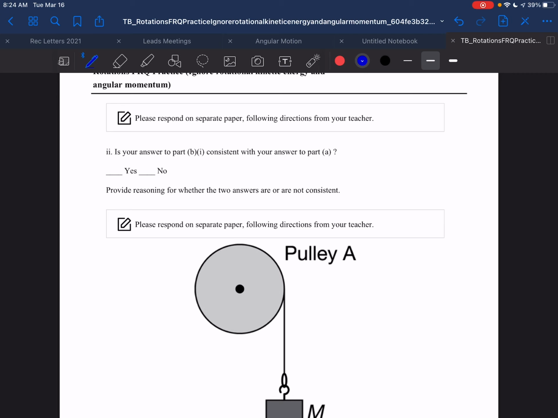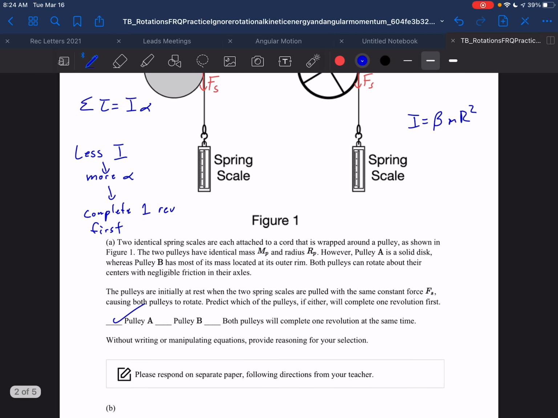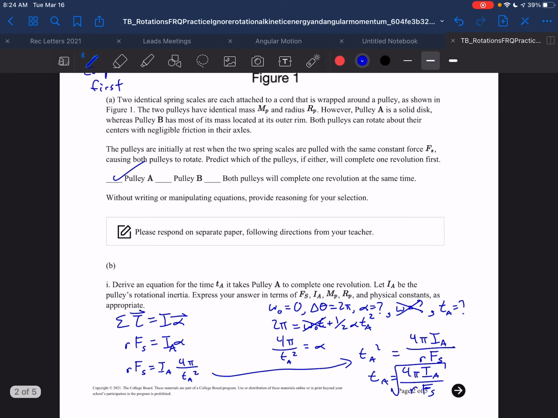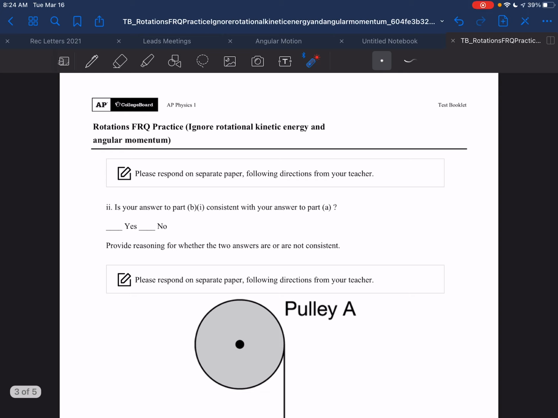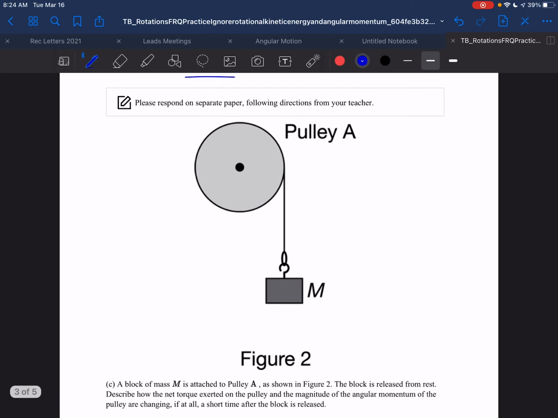Is our answer for part B1 consistent with part A? Well, yes it is, because we can see that the rotational inertia and the time have a direct relationship. More rotational inertia means it will take longer to do that one rotation. So yes, and I kind of gave you the reasoning.